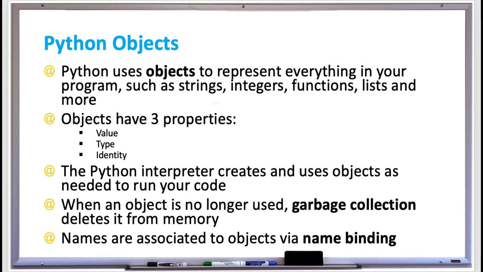The Python interpreter creates and uses objects as needed to run your code. And when an object is no longer used, garbage collection deletes it from memory. Names are associated to objects via name binding. An object can have one or more names bound to it, and a name is bound to exactly one object.